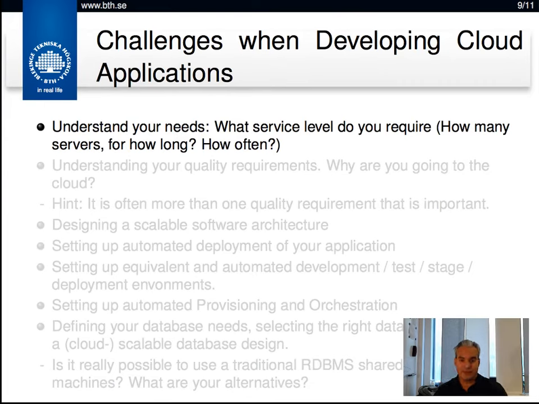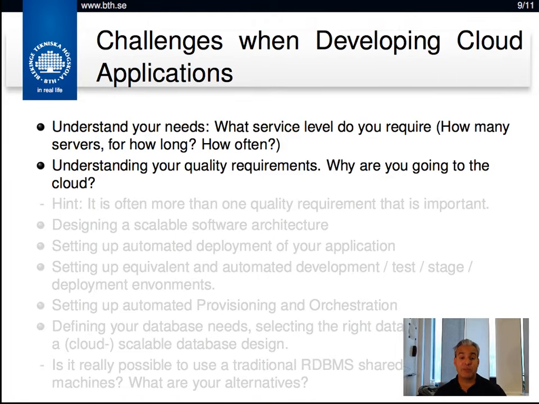And challenges when developing a cloud application is that, first of all, you need to understand what need you have, what service level you have. For example, how many servers, how should the service be configured, for how long, how often, what type of memory do you need, and so on. This is connected to your quality requirements, your performance requirements, your availability requirements, your reliability requirements, and so on. These are reasons for why you're going to the cloud in the first place.